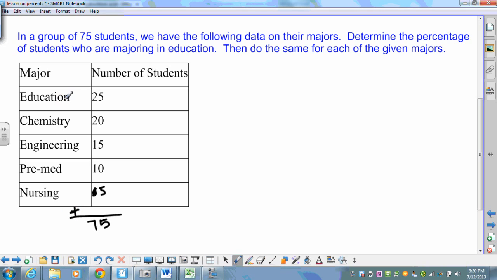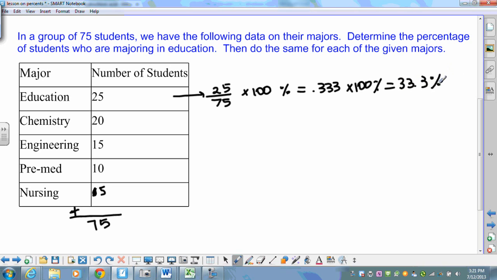Now, to find what percentage of the students are education majors, what we want to know is 25 compared to the whole, the entire group. What percentage does that make? This will give us a fraction or the decimal, and then we need to multiply it by 100 to convert it to a percent. In this situation, 25 over 75 is 1/3, which we just did an example like that. That's 0.333 and so forth times 100. So that will give us 33% again, or 33.3%. Let's round everything to the nearest tenth for this question.